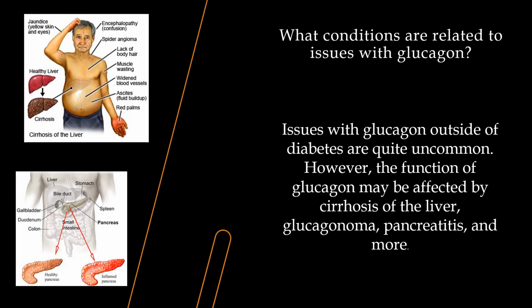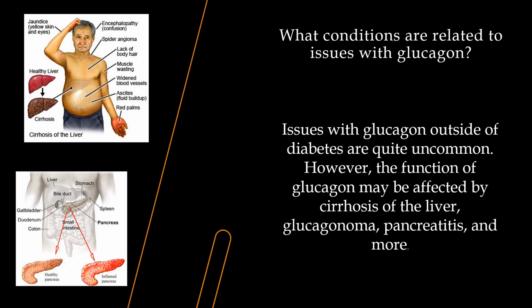The next question poses, what conditions are related to issues with glucagon? Well, issues with glucagon outside of diabetes are not very common. However, issues do exist. And glucagon functions may be affected by cirrhosis of the liver, pancreatitis, or glucagonoma. And we're going to start today with cirrhosis of the liver.